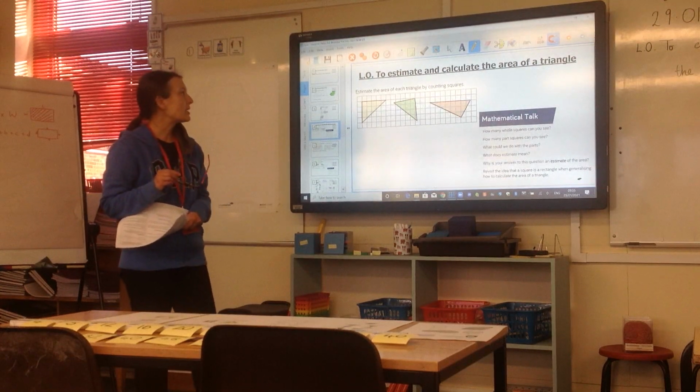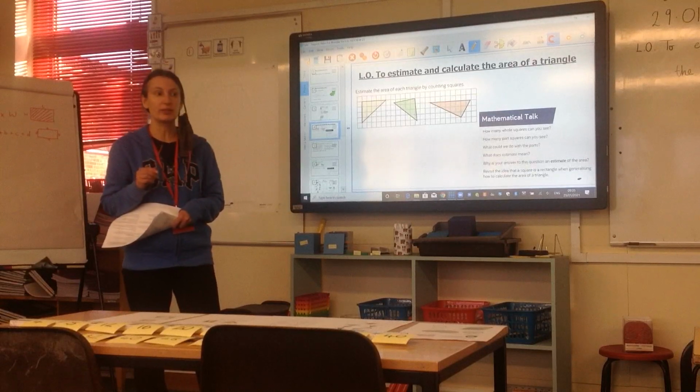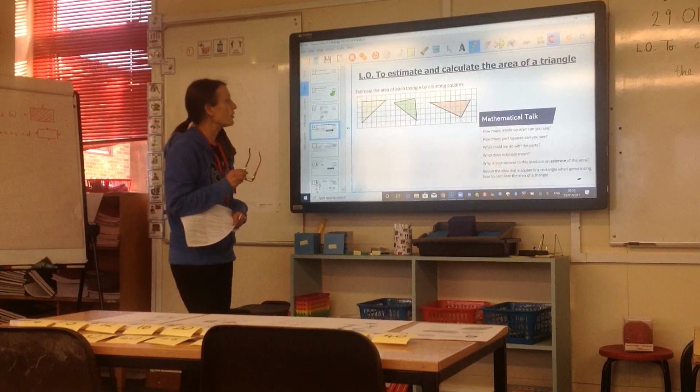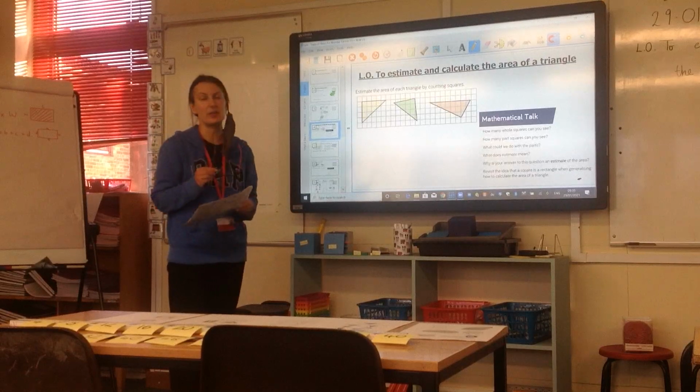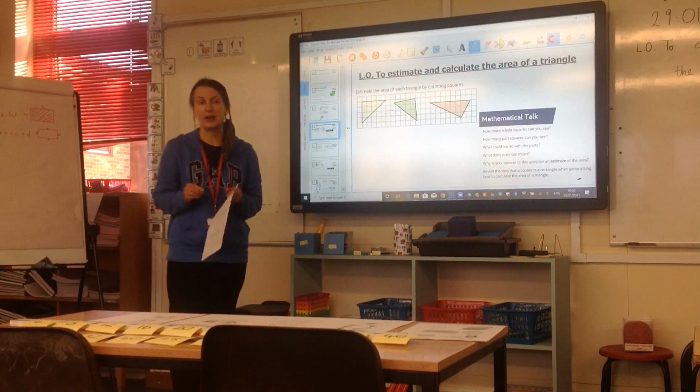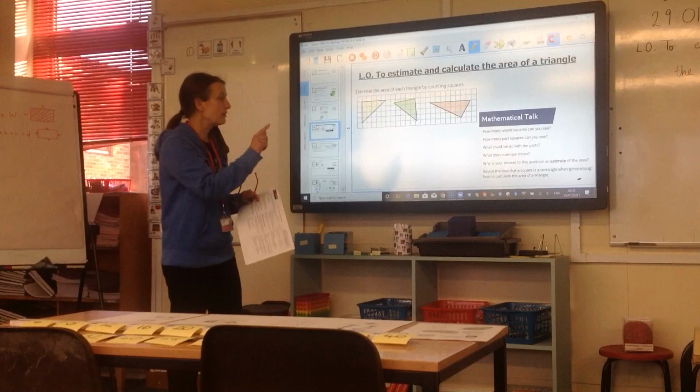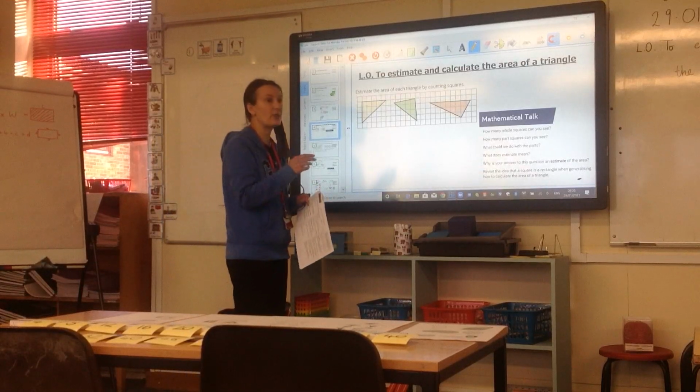Okay, so today we're learning to estimate and calculate the area of triangles. So on our board we have got 3 triangles. We're going to use the same technique as we did before with the irregular shapes. So we're going to get our finger, if you'd like to count along the full squares for me as we go.